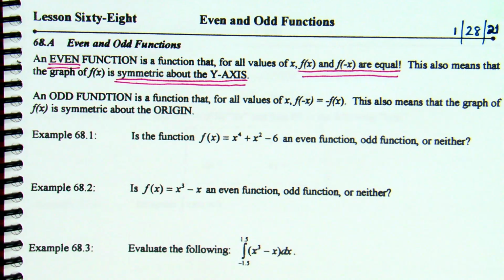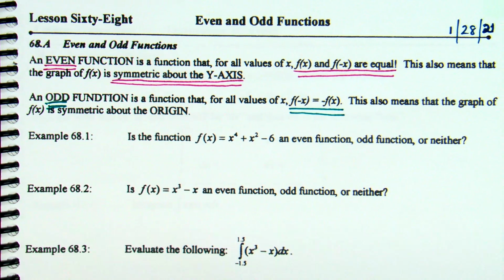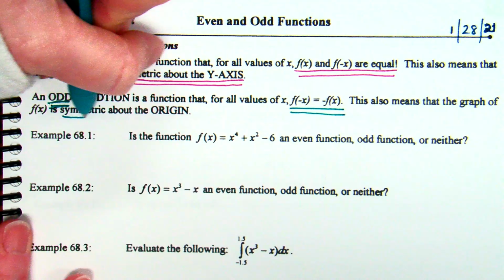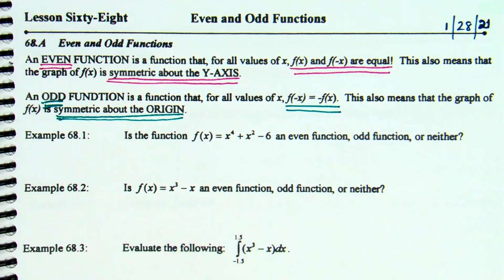Okay, odd. Remember anything about odd? An odd function is a function that for all values of x, f of negative x equals negative f of x. So that's always the one we check secondly. And then the graph of f of x is symmetric across the origin. Okay? So, we're going to look at several different ways that this symmetry can help us here. So, example 1: is the function even, odd, or neither.